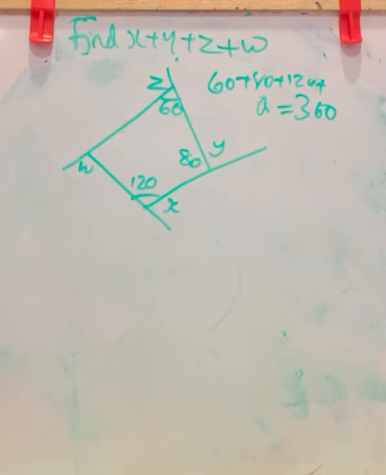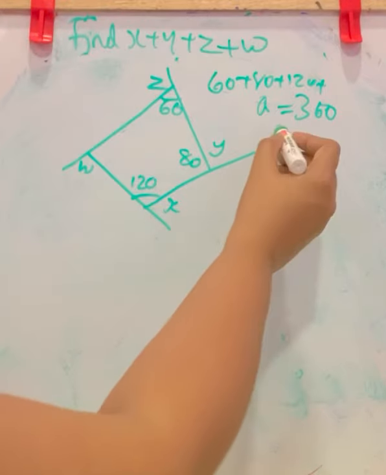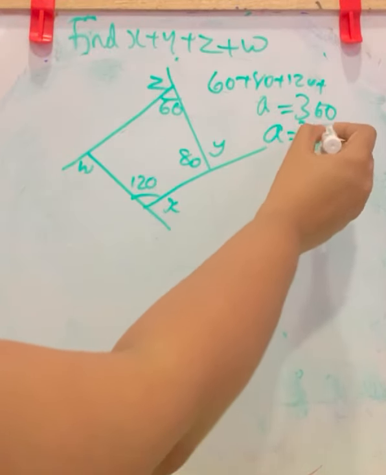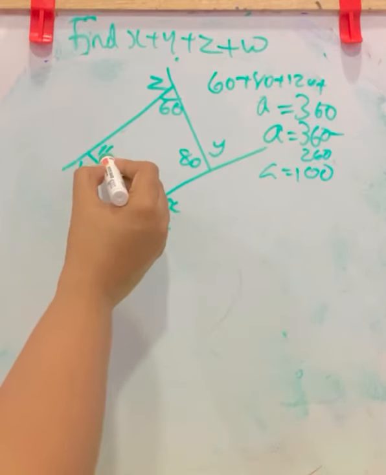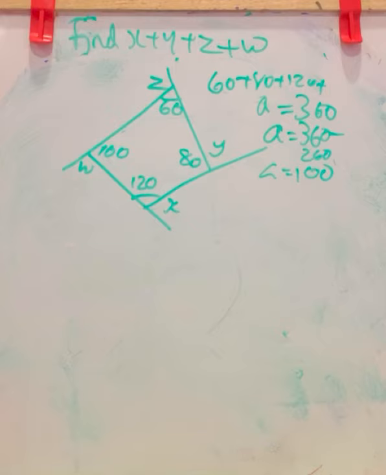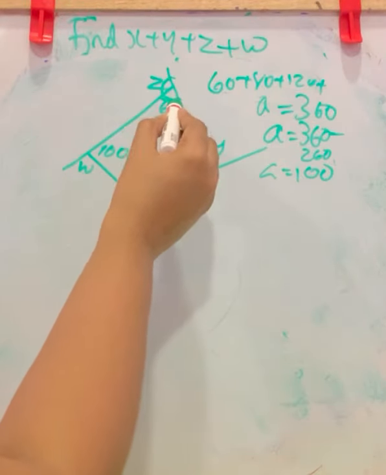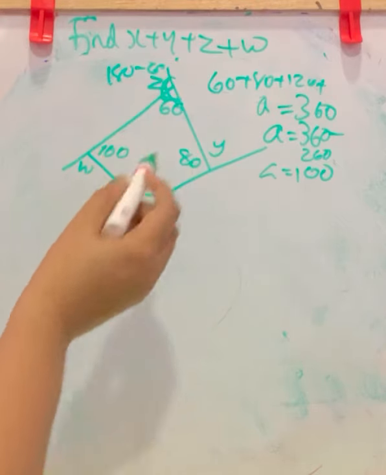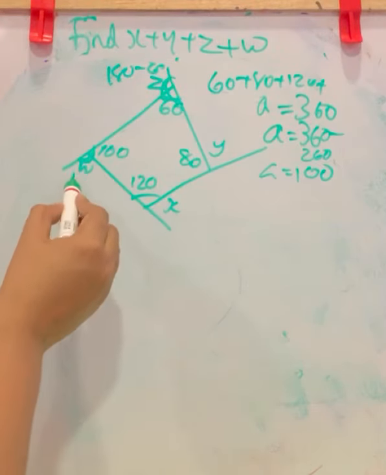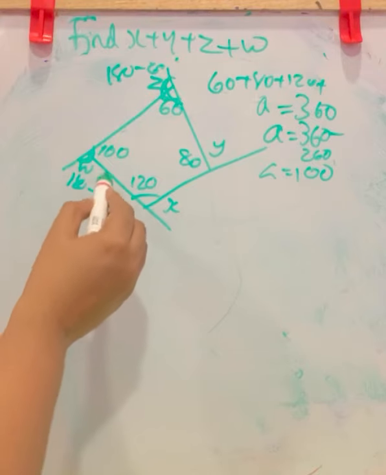Now 60 plus 80 plus 120 is 260. So to find A, A equals 360 minus 260, and A equals 100. So the missing angle here is 100. Now you can see all the exterior angles are linear pairs with interior angles. So to find Z, this is a linear pair. So Z is 180 minus 60. This is a linear pair here. So this is 180 minus 100.